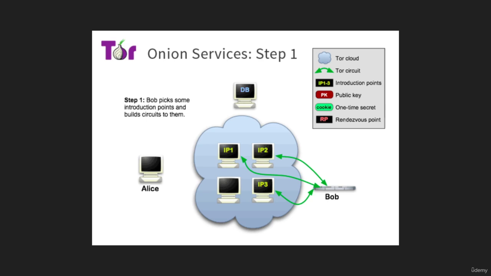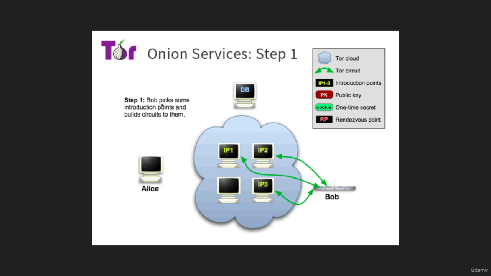Okay, all right. Now here you can see in step 1, we have Bob, we have Alice, and we have this DB or database server. As you can see, in the Tor cloud or the Tor network, there are a lot of relays or nodes, and these nodes are called the IB, or introduction points. The green lines here are the Tor circuit, which means there is a network between those three for Bob. And here is the public key, and here is the rendezvous point, or the RP.